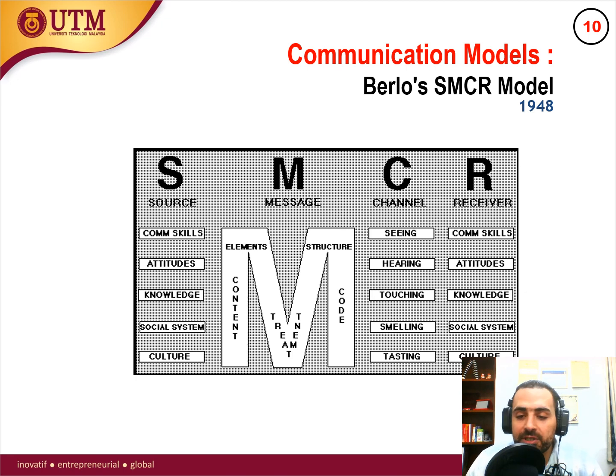So when we teach our students, we talk to them, speak to them, so they hear us and see us at the same time. So in this case, we are using two channels of Berlo's SMCR model. And then finally, the receiver, who needs to understand or receive the knowledge that we are teaching, or the culture that we are trying to teach him, or the attitudes that we are trying to change, for example, in his personality, and so on.